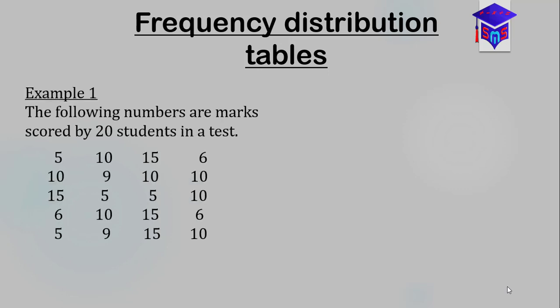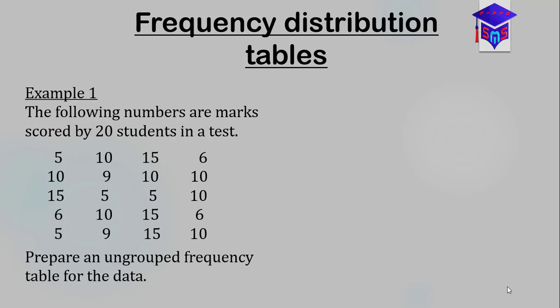Today we're going to look at how to construct frequency distribution tables if we are given simple data like this. The data says that the following numbers are marks scored by 20 students in a test, and these are the numbers or the data set we have. Now the question is to prepare an ungrouped frequency table for the data. Now we know what grouped and ungrouped frequency distributions are. Let's quickly look at the solution.